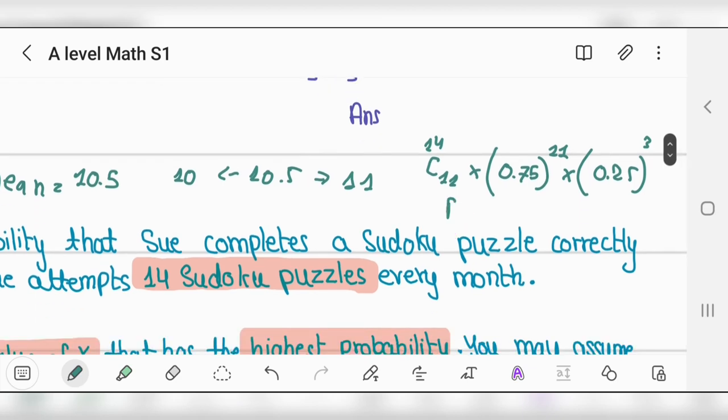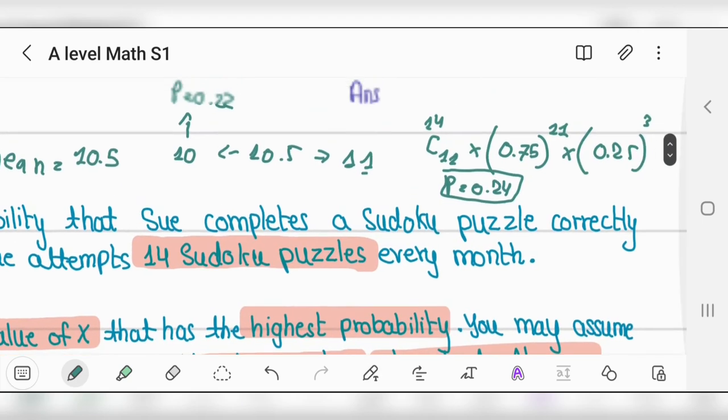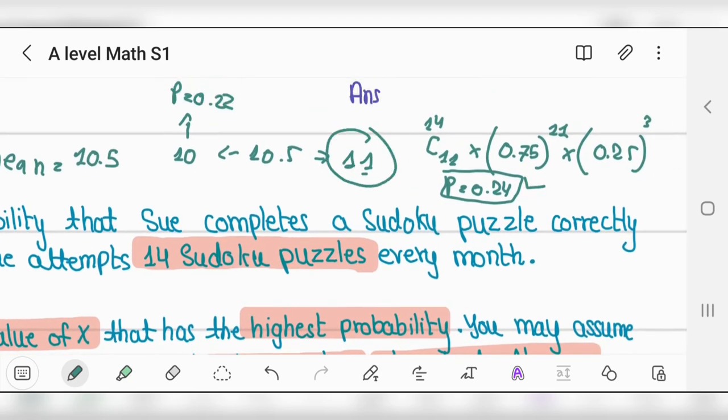So the probability is 0.24 for 11. And if I choose 10, the probability of 10 would be, I'm just going to do it directly, 14C10 multiplied by 0.75 to the power 10, and then multiplied by 0.25 to the power 4, and the probability is 0.22. So this has the highest probability, so 11 is the answer.